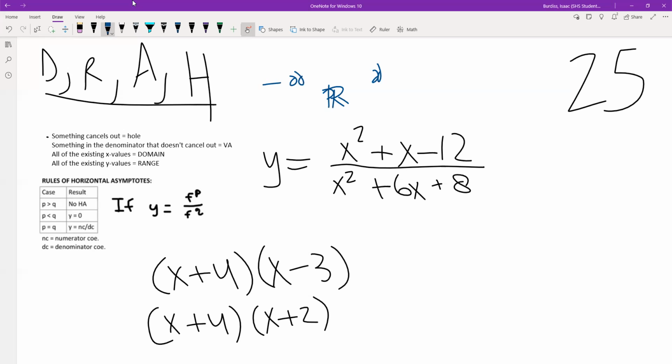But anyways, the range is the same thing, but it's just all the y values from down to up.